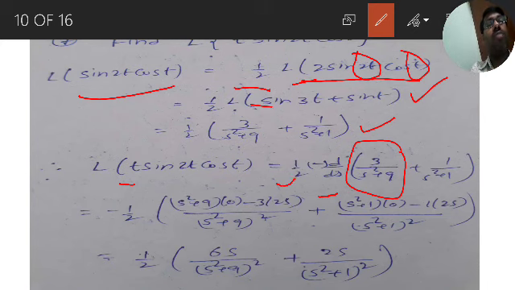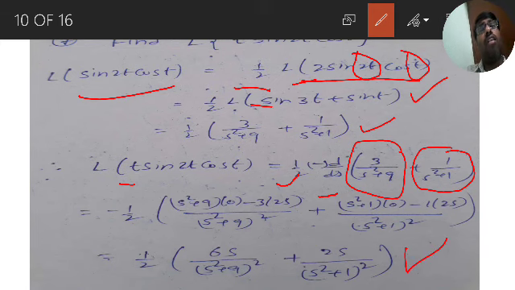So this is our first formula. And secondly, 1 by s square plus 1 derivative: s square plus 1 into derivative of 1 is 0, minus 1 into derivative of s square plus 1 which is 2s, by s square plus 1 whole square. So minus into minus plus 6s by s square plus 9 whole square, minus into minus plus 2s by s square plus 1 whole square. This is our final answer. Are you able to get it?